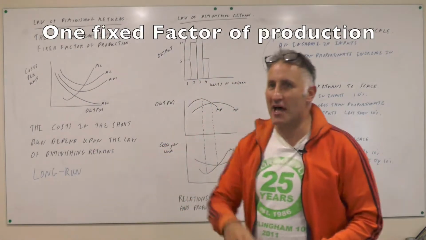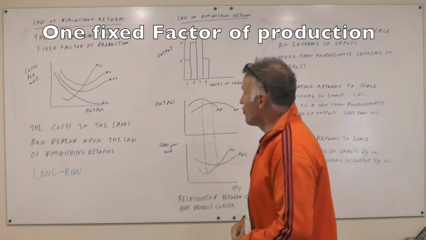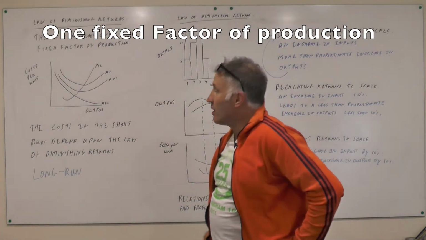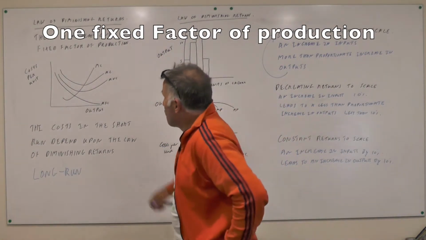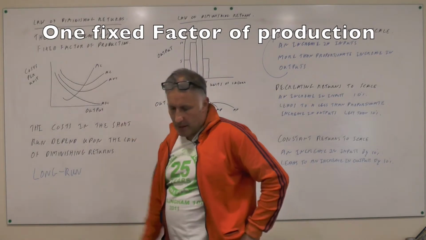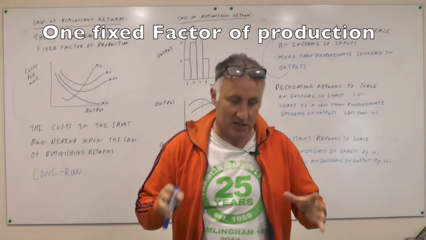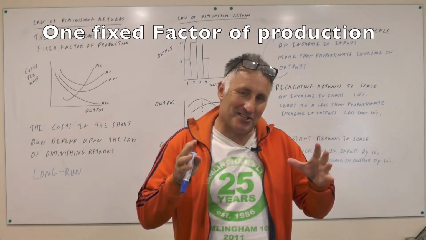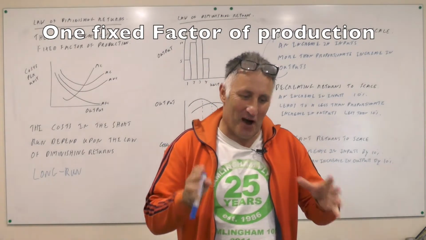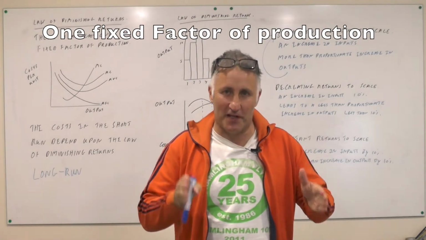Lesson 27 and the law of diminishing returns. Here there is at least one fixed factor of production. So what does that mean? It means that there is one fixed factor of production. So you have, say, 5 acres of land, and that is your fixed factor of production.